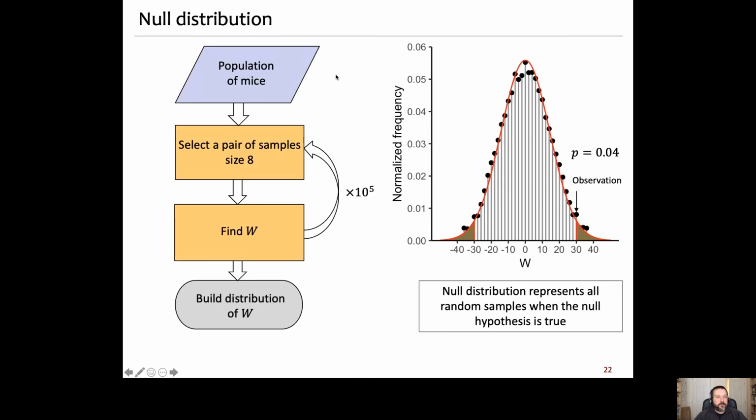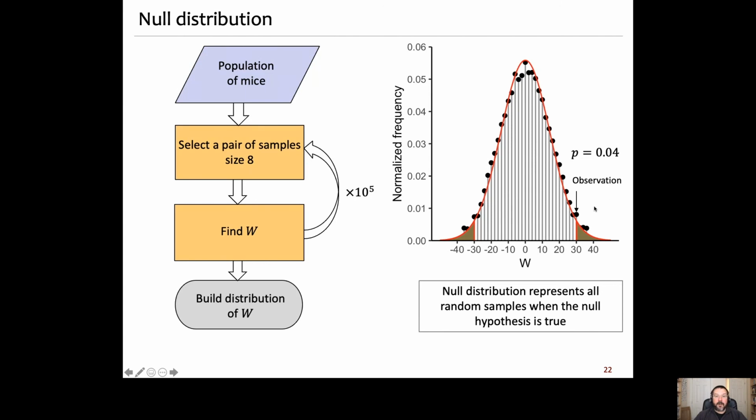We can build the null distribution in the usual way. We take a population of mice, regardless of the distribution, select a pair of samples of the same size as in our original experiment and find W, repeat it multiple times. And this is the null distribution. The points represent the simulation and the red curve represents the normal Gaussian distribution with the known mean and standard deviation. There are equations for the mean and standard deviation. This is the null distribution. It represents all random samples when the null hypothesis is true. And the null hypothesis is that there is no change between before and after.